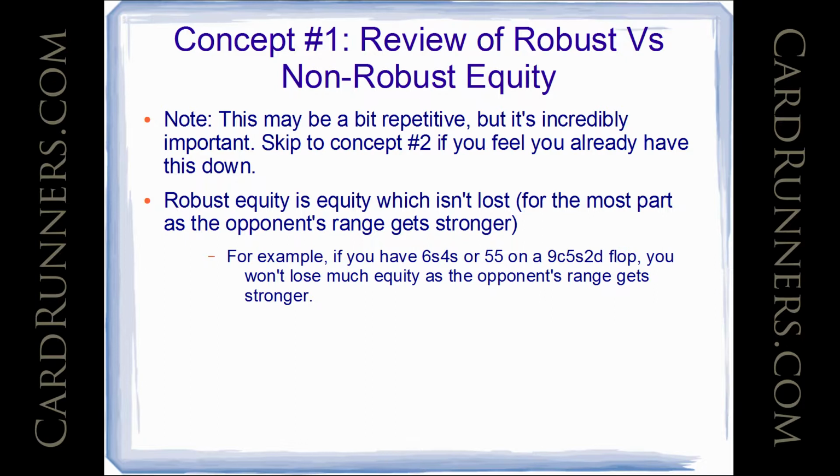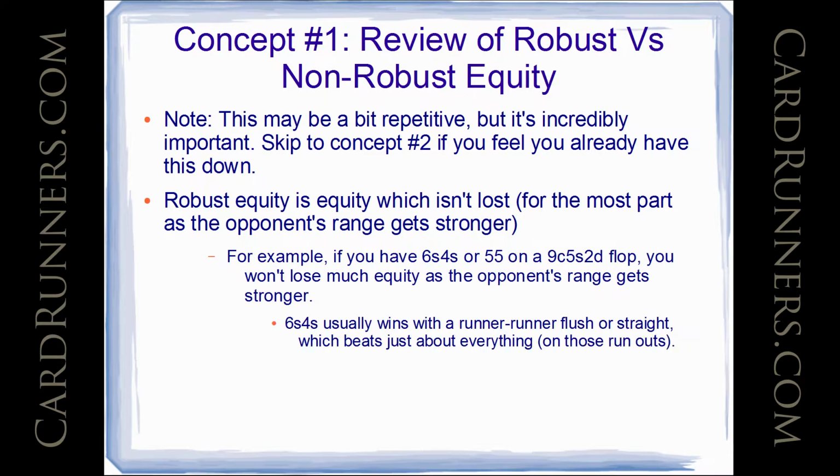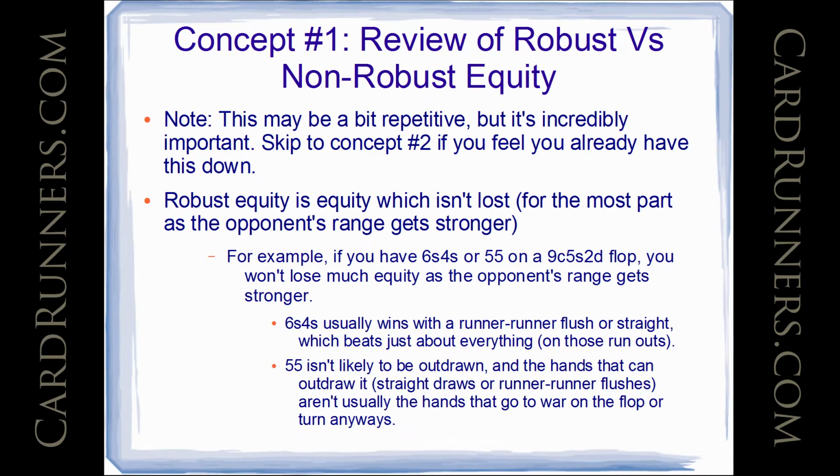Pocket fives are a value bet. It's the second nutted hand, so it's clearly a value bet. But again, that has robust equity. The reason for that is 6-4 suited usually wins with a runner flush or straight, which beats just about everything on the runouts that give a runner flush or straight. Pocket fives isn't likely to be outdrawn, and the hands that can outdraw it, straight draws or runner flushes, aren't usually the hands that go to war on the flop or turn anyways.